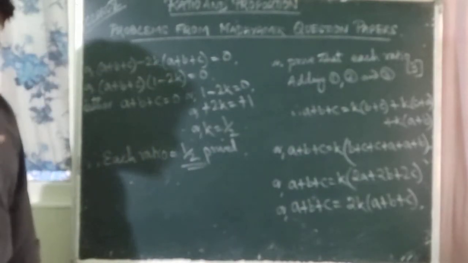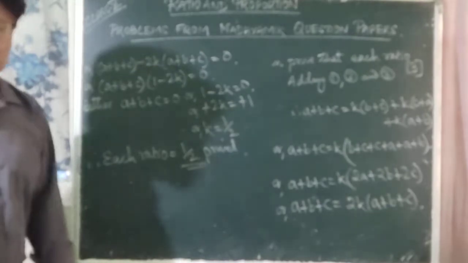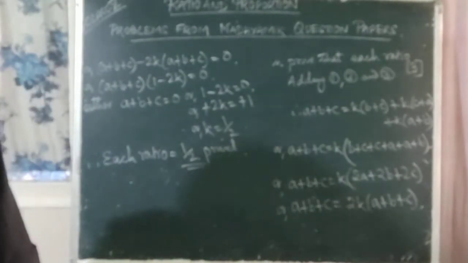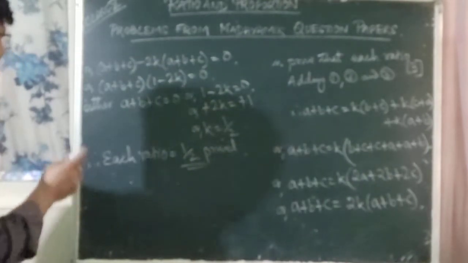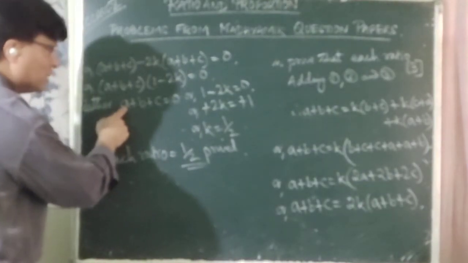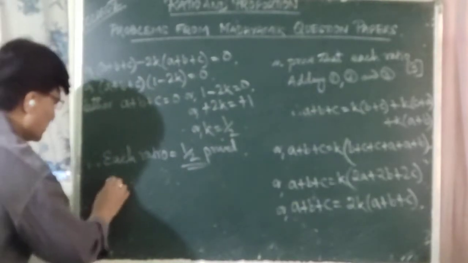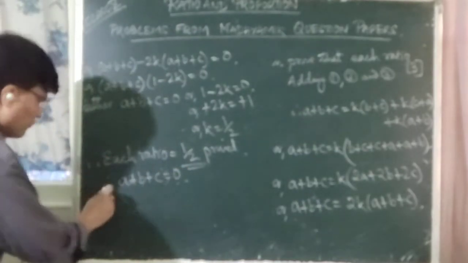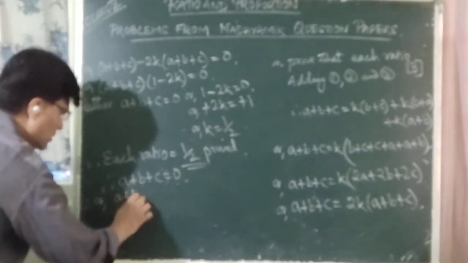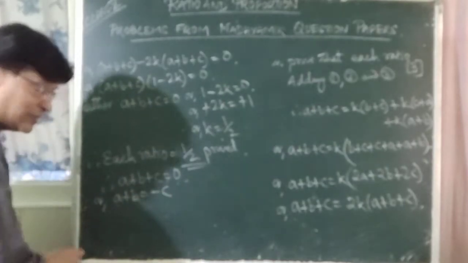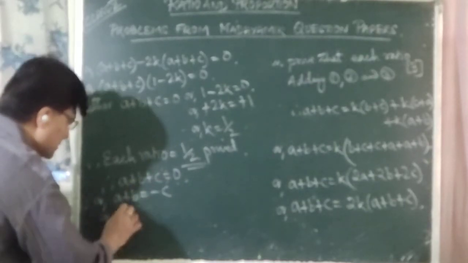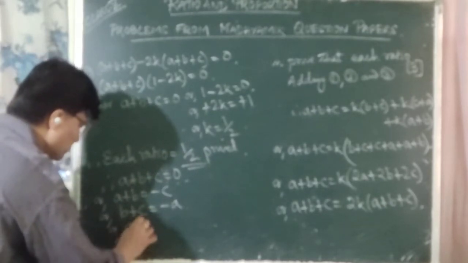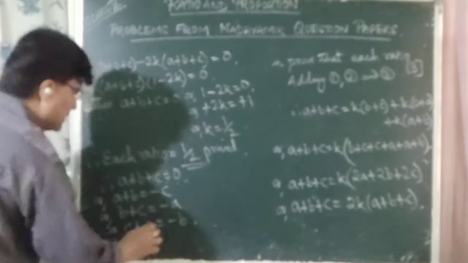Now we have to prove that each ratio is equal to minus 1 also. That is, a upon b plus c is equal to b upon c plus a is equal to c upon a plus b is equal to minus 1. You have to prove it again, right? So now again, either a plus b plus c is equal to 0. So from here you can get a plus b is equal to minus c, isn't it? Again, b plus c is equal to minus a, and c plus a is equal to minus b.